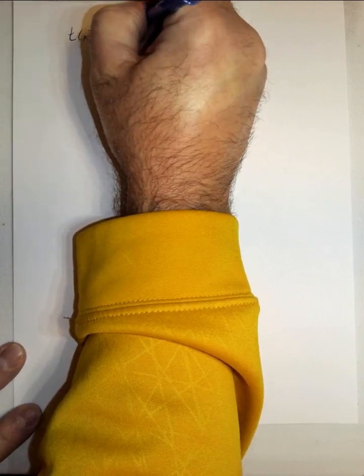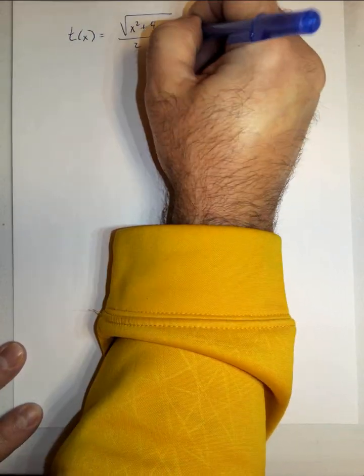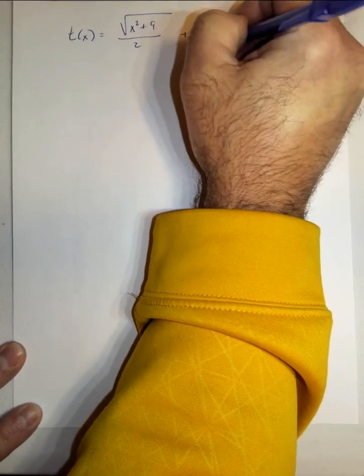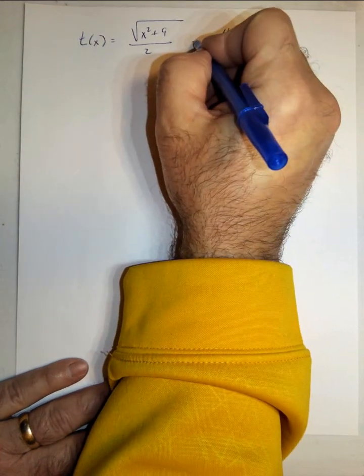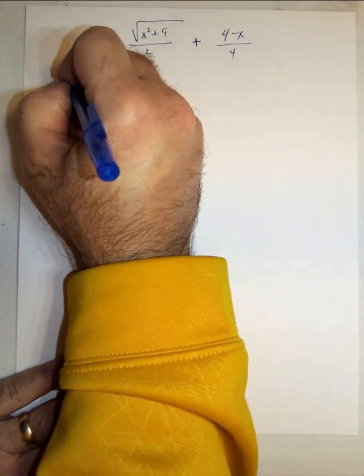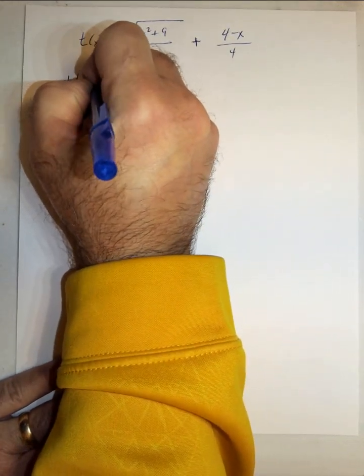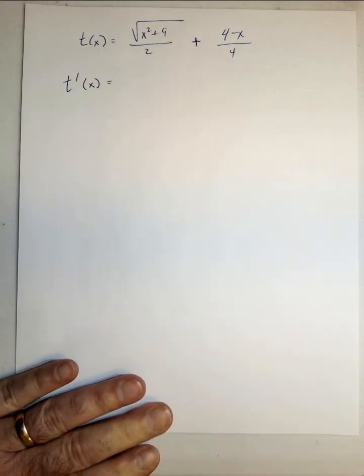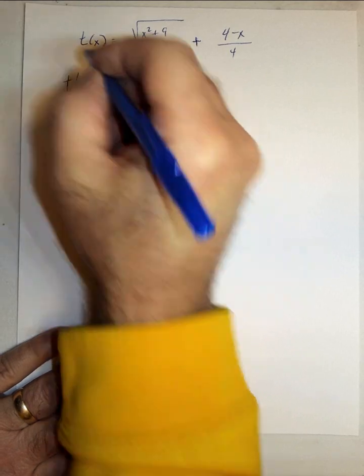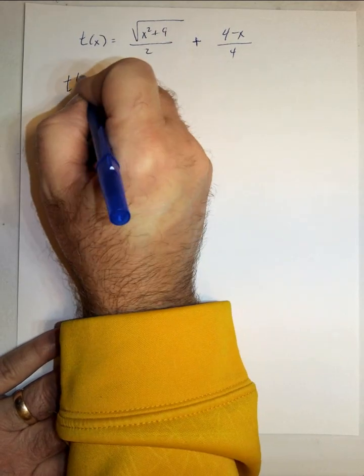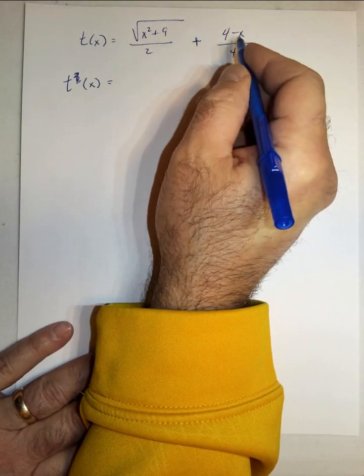Square root of x squared plus 9 over 2 plus 4 minus x over 4. And so now we start to differentiate this sum. So T prime of x, and what we can take a look at is actually, before we do the derivative here, so ignore that little mark. I'm going to rewrite this so it's a little bit easier before I start.